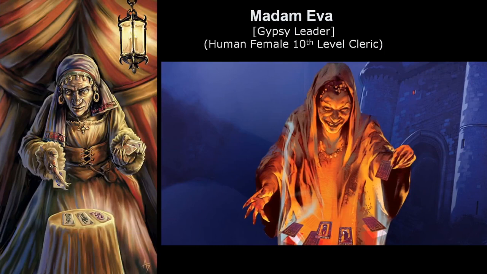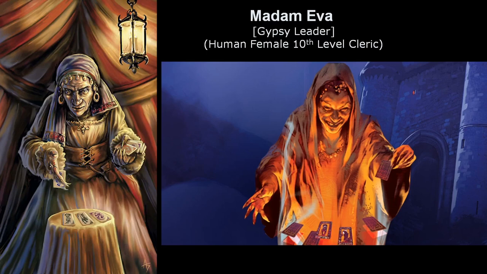Madam Eva is the leader of the gypsies. Due to her fortune-telling abilities, she already knows the names of each of the player characters and some of their past deeds. She will offer to read the fortunes of the player characters, which I shall discuss a little later. To the player characters, Madam Eva is an old, crazy, and quite mad crone. However, that is just an act. In fact, she is quite cunning and sharp of mind.